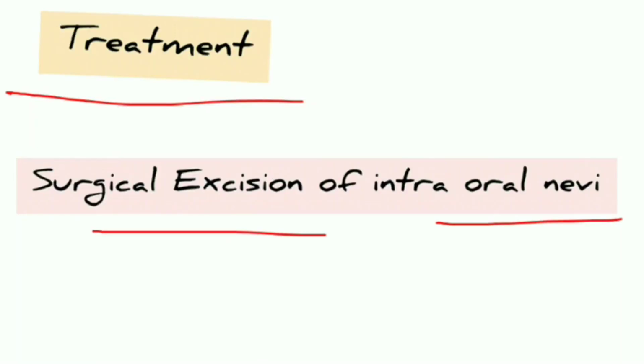So with this we have come to the end of this lecture. Today we have seen what is nevus, what are the different types of nevus, and the different histological types. We have seen in detail the histological features with diagrams, and we have seen the treatment for this nevus.